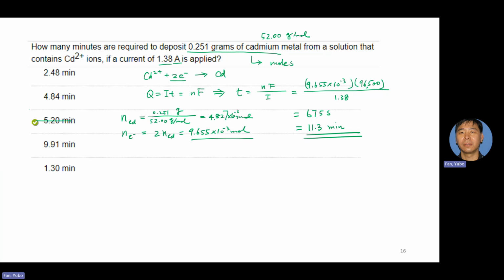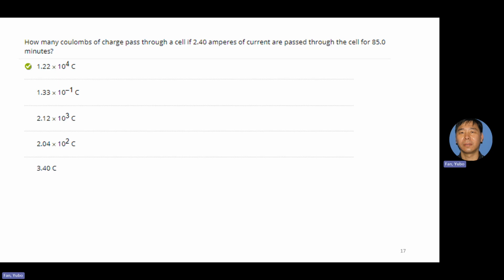So it's not this one. We changed to 11.3. Okay. Of course, the unit is minute. The original is half of it. Apparently, it forgot to add a number 2 here. We got 2 electrons to reduce 1 cadmium ion. Okay. All right, next question.